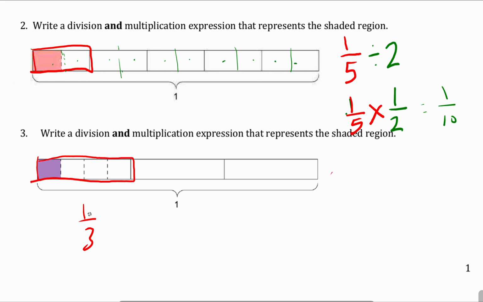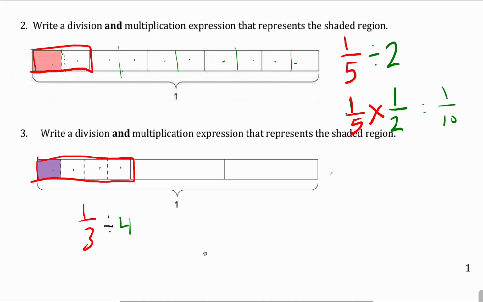And this 1/3 is being divided. It's being divided into how many parts? It's being divided into 1, 2, 3, 4. It's being divided into 4 parts. So our division expression is going to be 1/3 divided by 4.